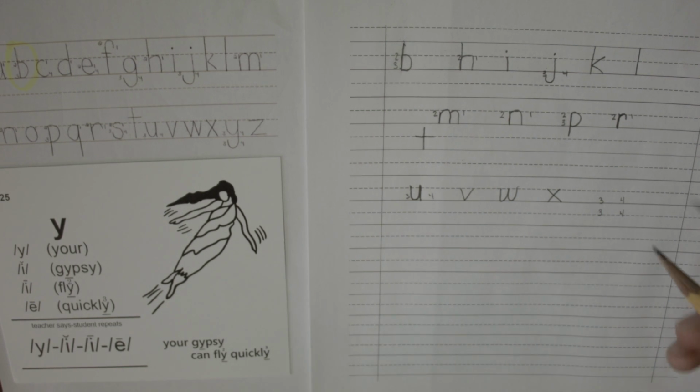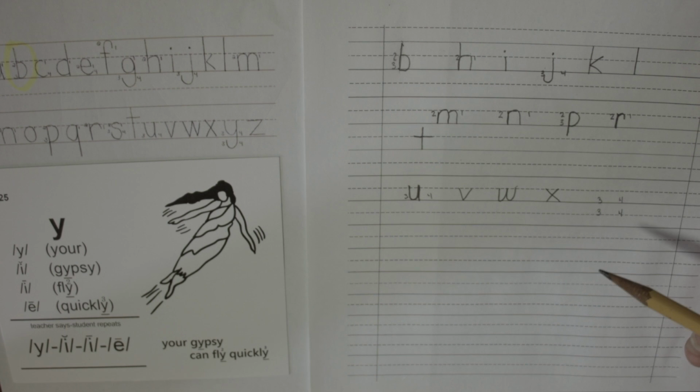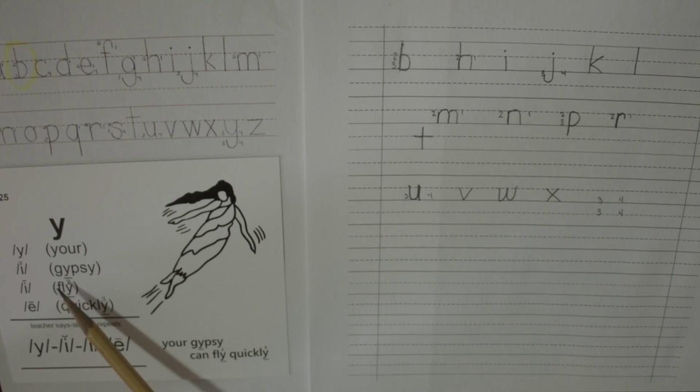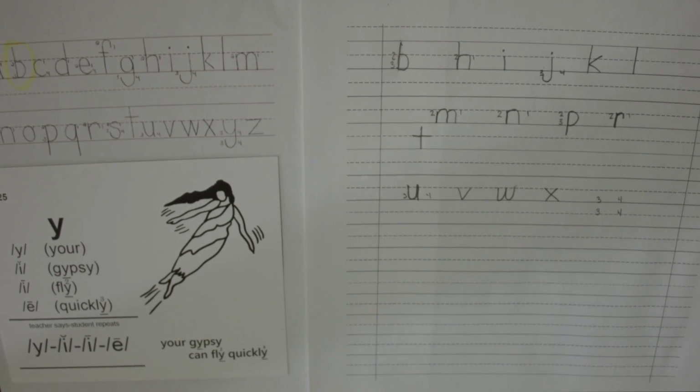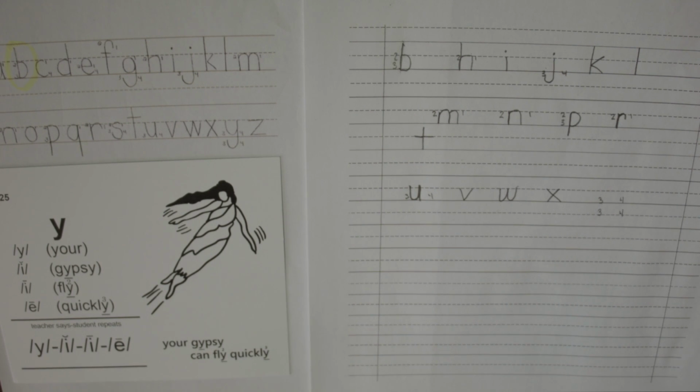Okay, cool. All right, you guys. So with this particular phonogram, we're jumping right in. This is y-i-e. Your gypsy can fly quickly. So with this particular phonogram, when you're writing it, tell your students that the first sound of y is as a consonant, and the other three sounds are as vowels, having the same sounds as the phonogram i-e. And if you feel like that's confusing, you can skip it, but it is useful, and if you repeat, repeat, review, review, review, they don't have to understand it right off the bat, but it's nice for them to hear.